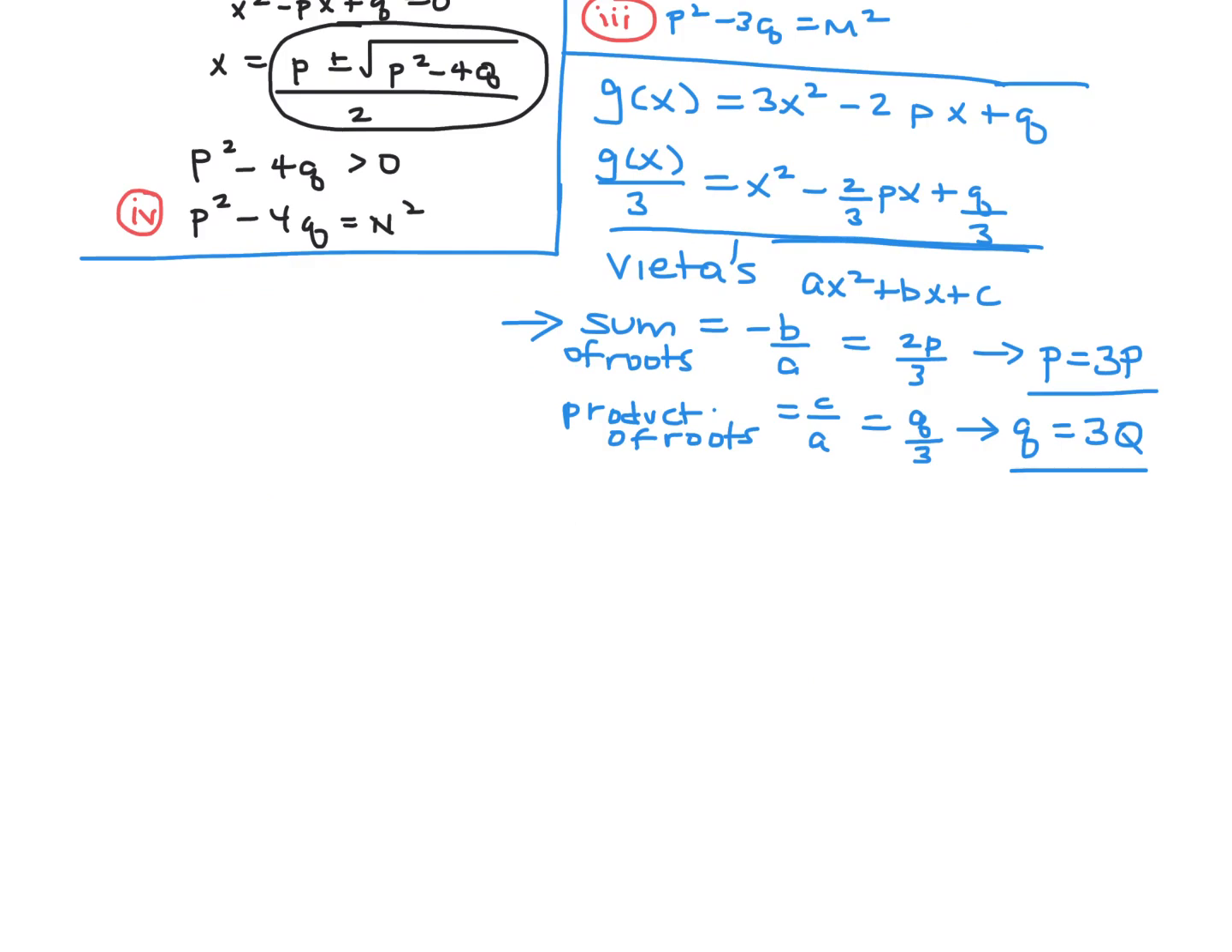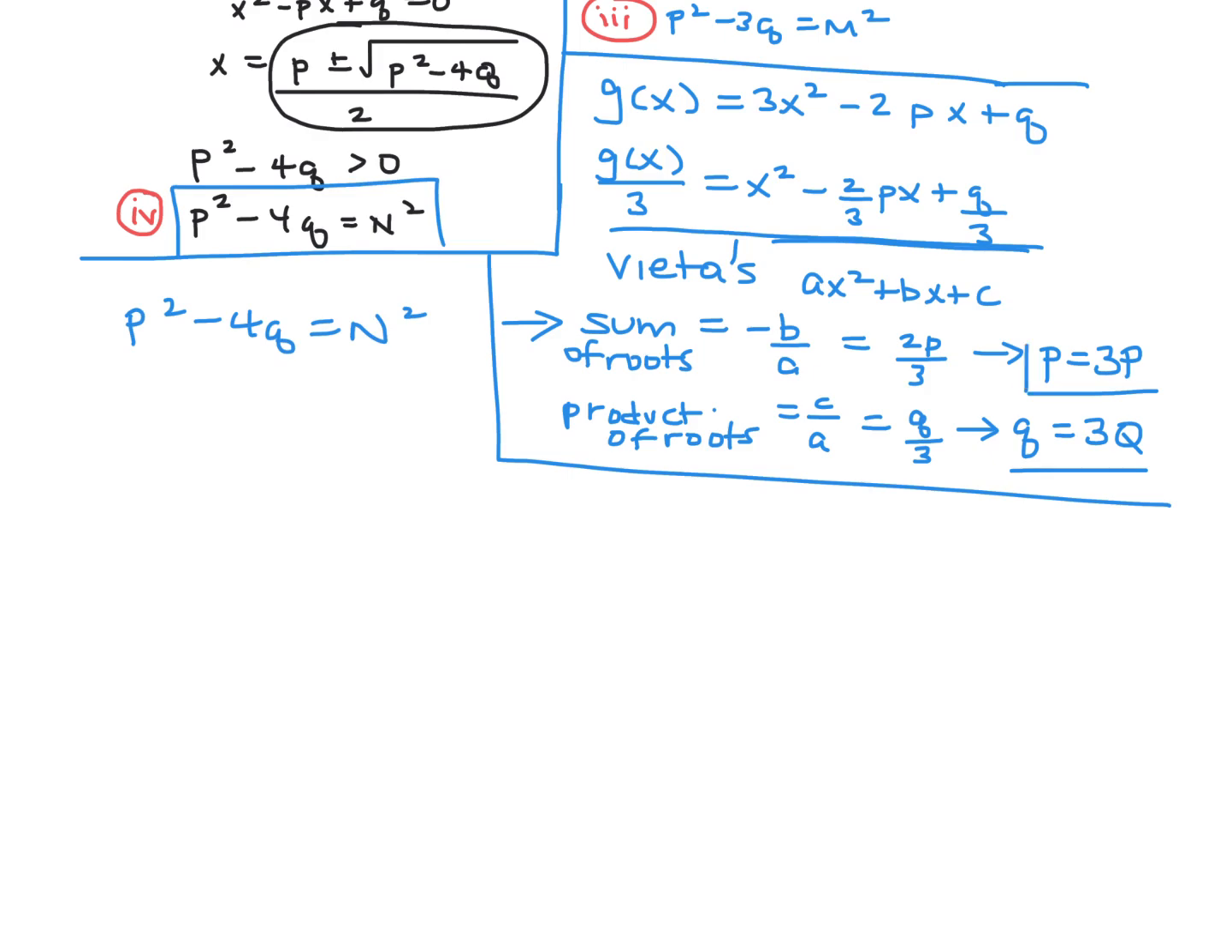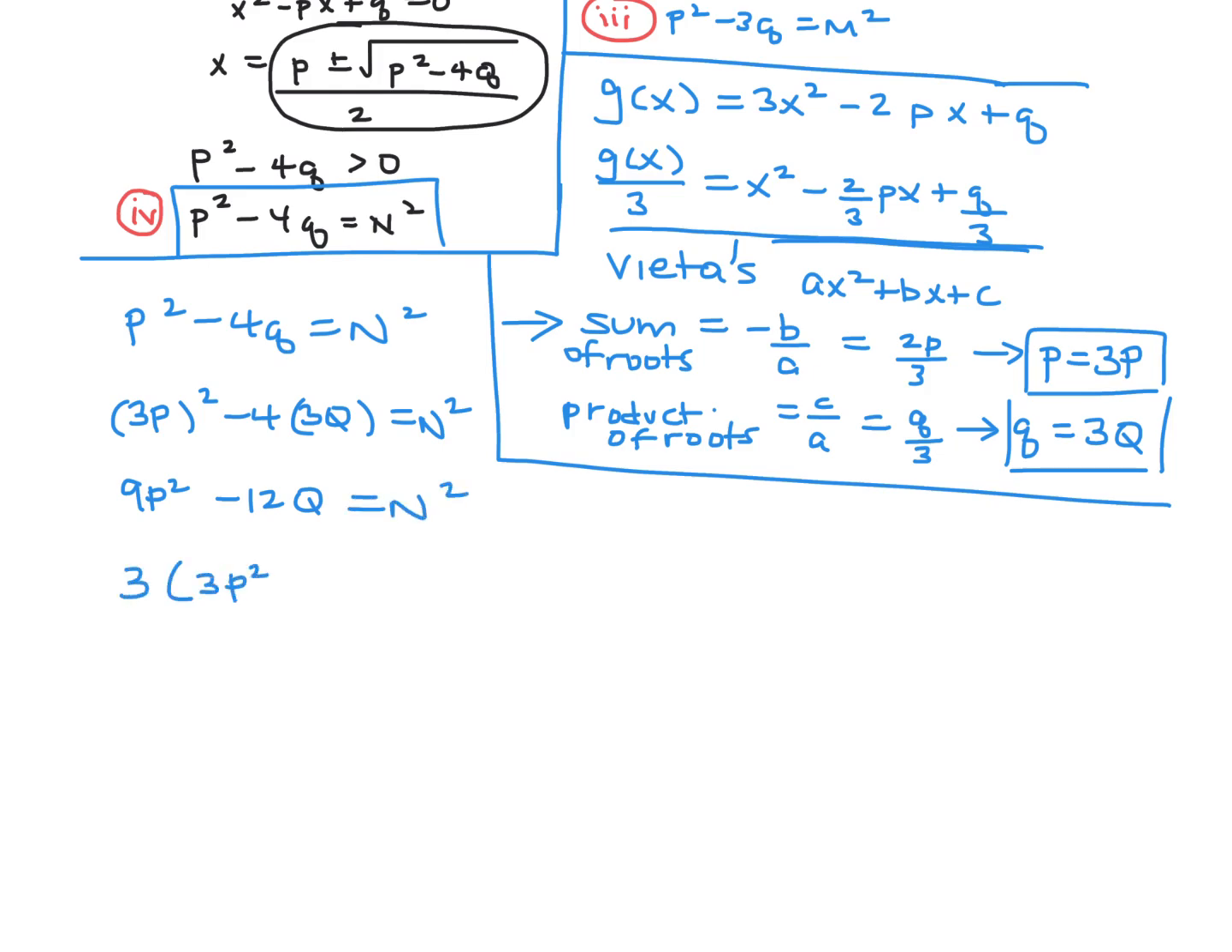Okay, so now where do we go from here? I think we can just go back to what we already found out, which is that p squared minus 4q is some sort of perfect square. Now, I'm going to substitute these, and if I do, I will get 3 big P squared minus 3 big Q is some sort of perfect square. So that's 9 big P squared minus 12Q, right? Yeah. And then if I factor out a 3, this will be 3 big P squared minus 4Q is n squared.